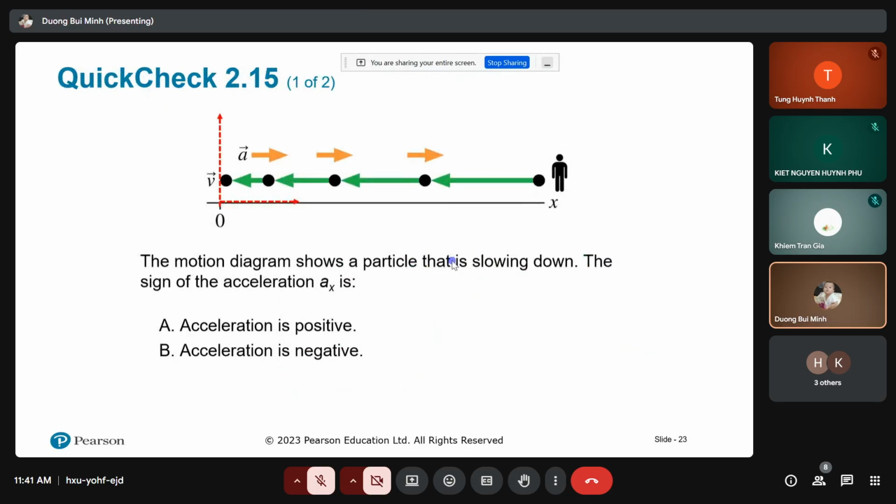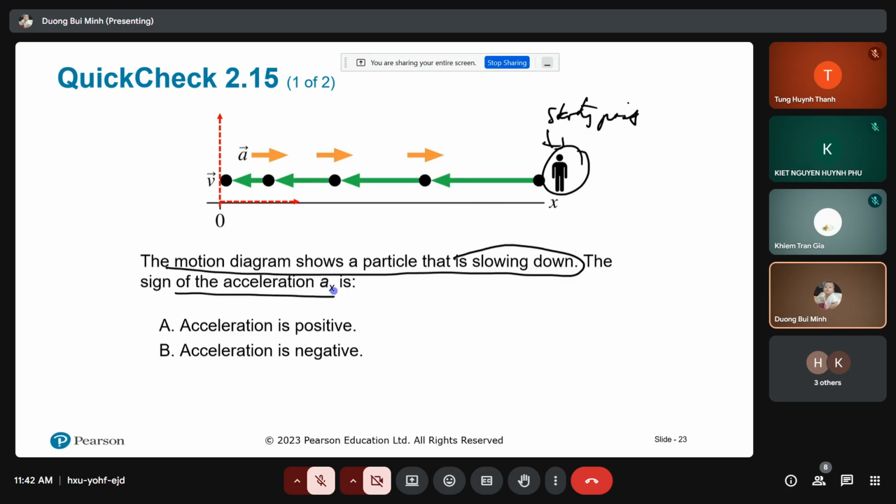Okay. Multiple choice questions. So this motion diagram shows a particle that is slowing down. Okay, that means this is the starting point. After some times, displacement decreases. So the size of the acceleration ax. Okay.